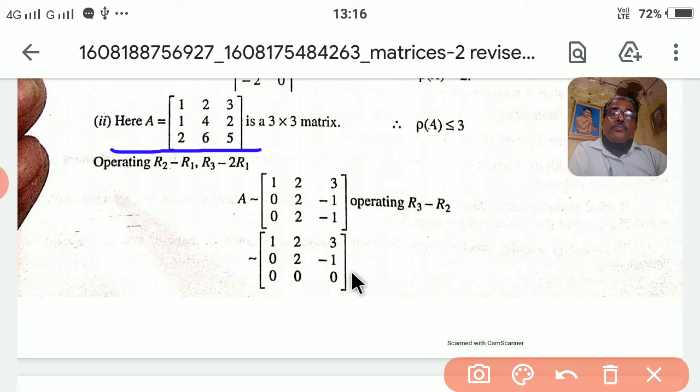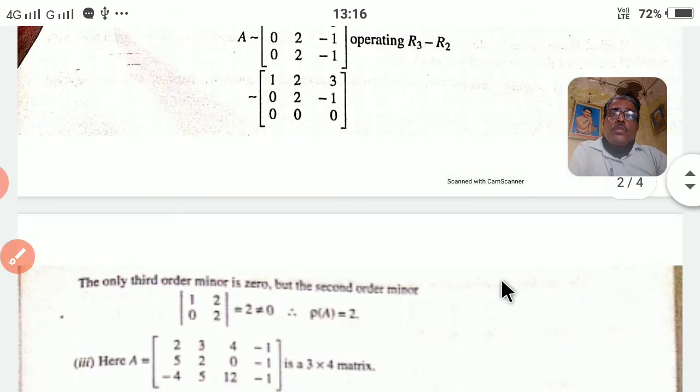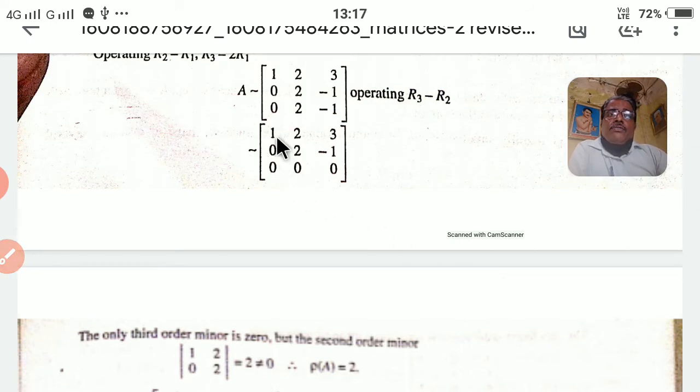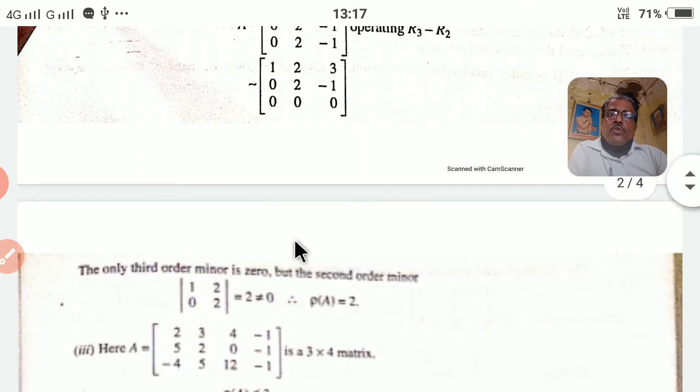Now see here, the third row becomes completely 0. Every element of this third row is 0. So that means the determinant of the third row becomes 0. Every determinant of third order has the value 0 because each element of the third row is 0. So the determinant of the third order is always 0. Therefore we take the second order minor. You can take any one.